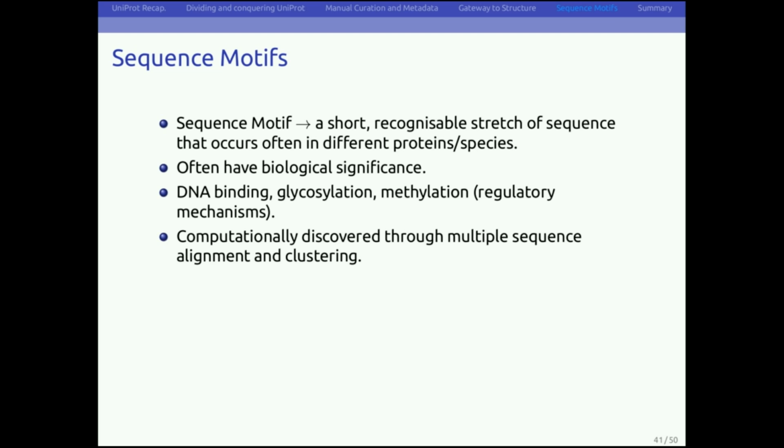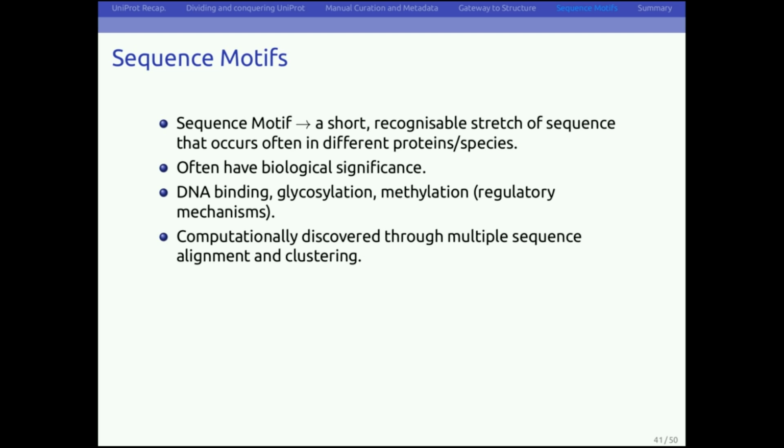And so, where do we get our information about sequence motifs? Well, UniProt KB is the biggest resource for protein sequences, so quite naturally it's going to be the biggest and the best curated resource for sequence motifs themselves.